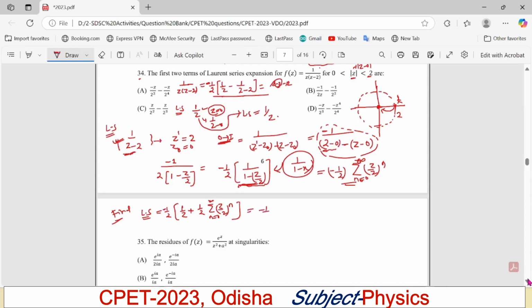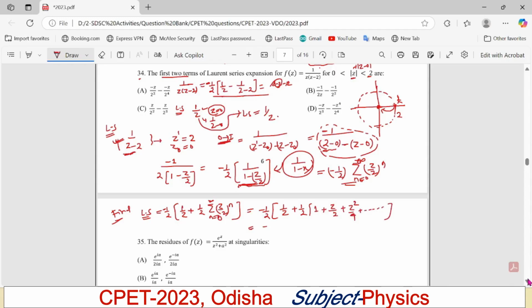So it will be minus 1 by 2 times 1 by z plus 1 by 2, and this one, if I write in the form of series, is the sum over n equals 0 to infinity. The first term will be 1, the second term will be z by 2, the third term will be z square by 4, and so on. In the question it is asked that we find the first two terms. So here just multiply minus 1 by 2 with this one.